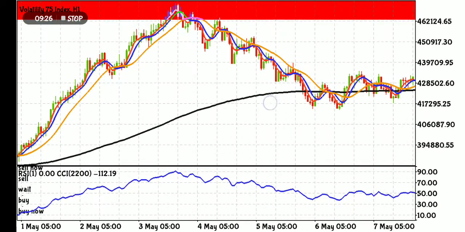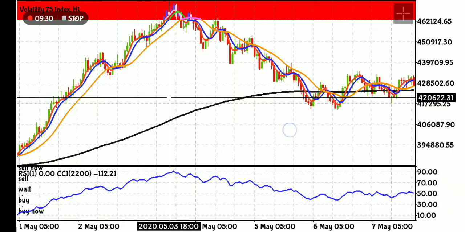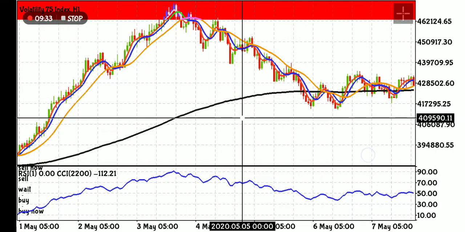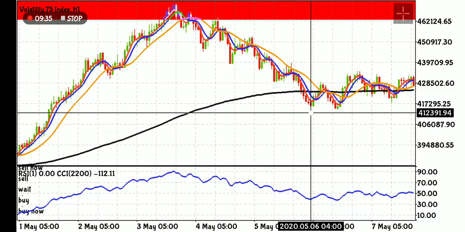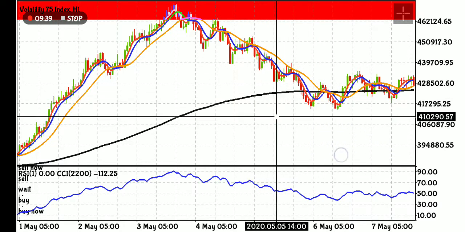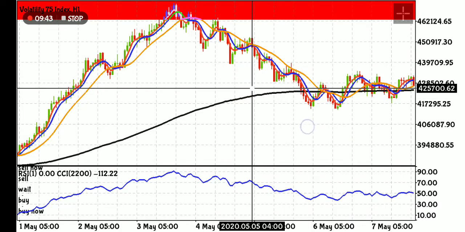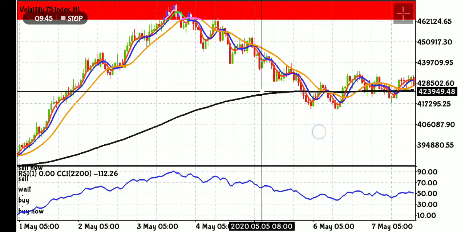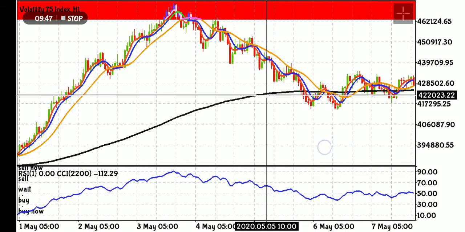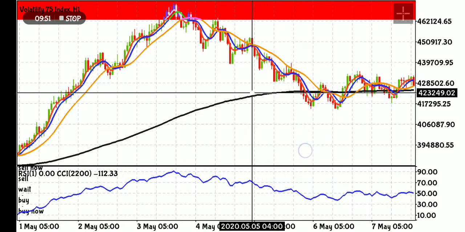Okay, you can see we have a similar thing here. It did the same thing right here, then it reversed back here. So that's your strategy for you. I advise you to test the strategy, back test it and make a few demo trades before going live so that you can have a full grasp of it. And don't forget that patience is the key when trading.